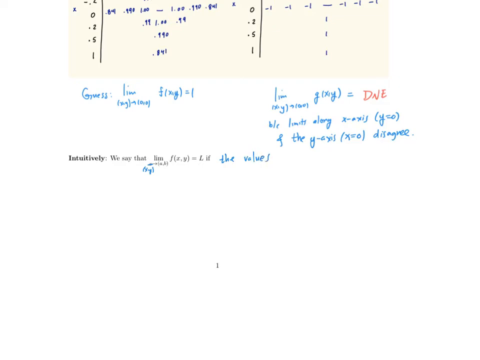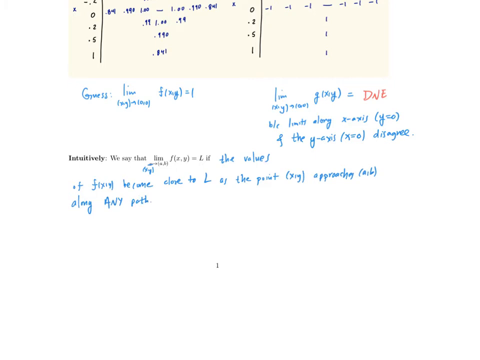the values of the function, so f of x, y, become close to L, so we can force those outputs close to L, as the point x, y approaches a, b, and the key here is along any path.